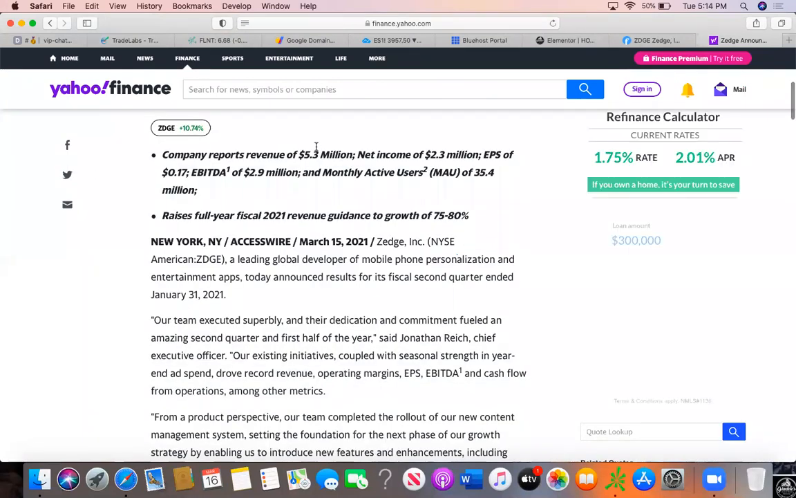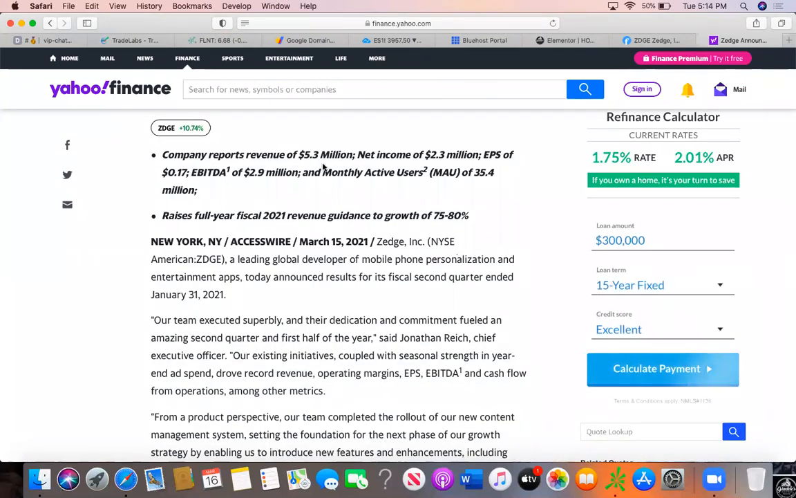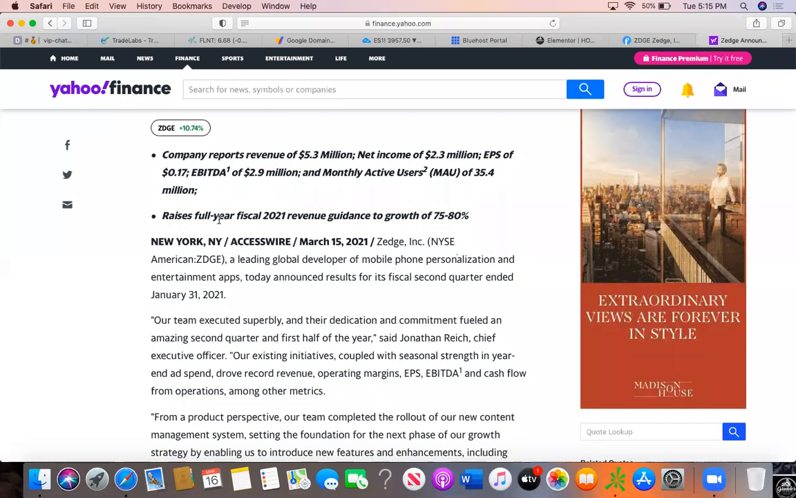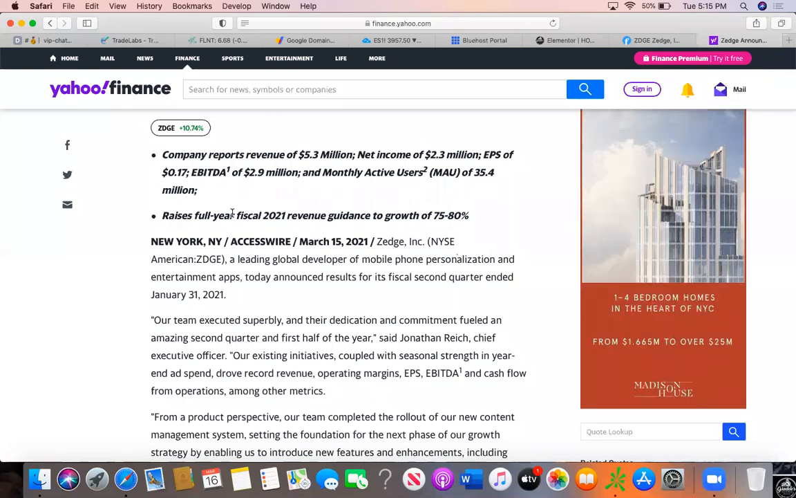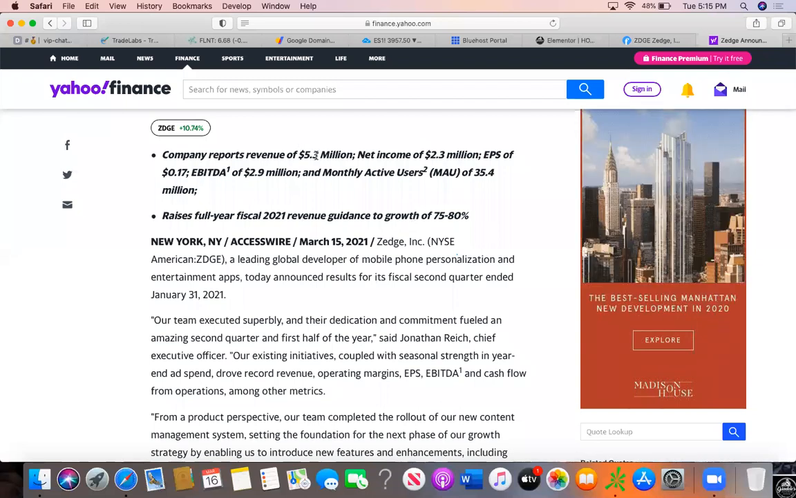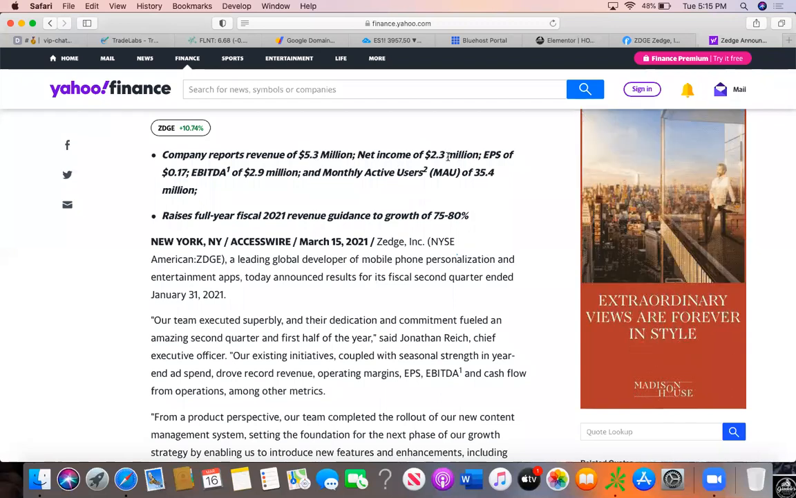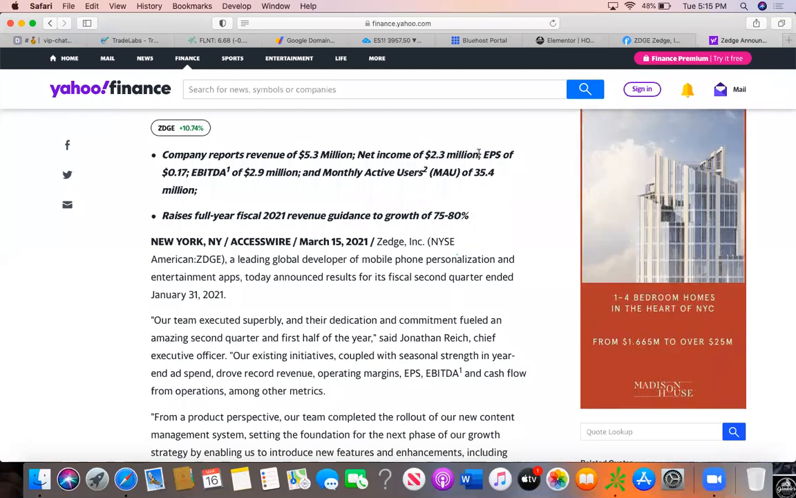This is a company with pretty low revenue, but their growth is very, very large. They're really growing and adding to their business and investing back into it. So this is great to see. They raised the full year fiscal 2021 guidance to growth of 75 to 80%. So they're expecting this to get into the 8 to 10 million range, possibly even a little bit higher. Net income of 2.3 million, EPS of 17 cents, which is great.